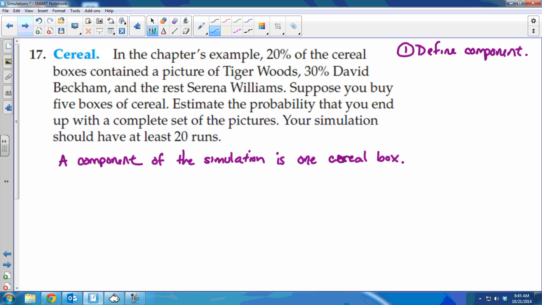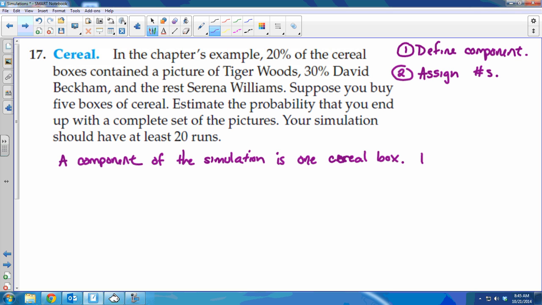After you've assigned or defined the component, what's the next thing? You can do the response. I'm going to do the response at the end. I'm going to assign numbers. Since I know what a component is, I can assign numbers to those components. So are my numbers going to be anything different than what we did yesterday? No, because we're still just doing one cereal box at a time, right? We want to know what card is inside the cereal box, right?